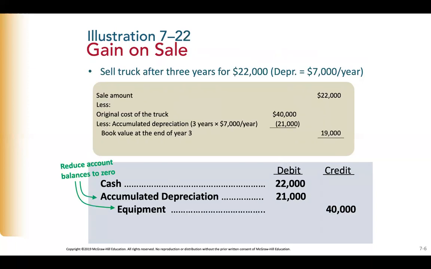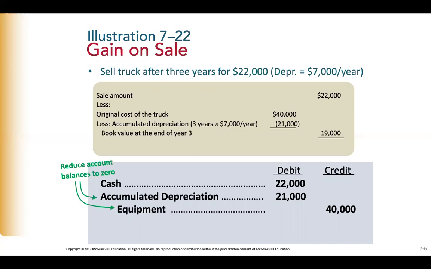Next, we need to take the truck off of our books. We no longer own the truck, so we need to remove the truck and its related accumulated depreciation off of our books. The cost of the truck was $40,000. So the truck is on the books in the equipment account with a debit of $40,000. So to reduce the equipment to 0, we need to credit equipment for $40,000.